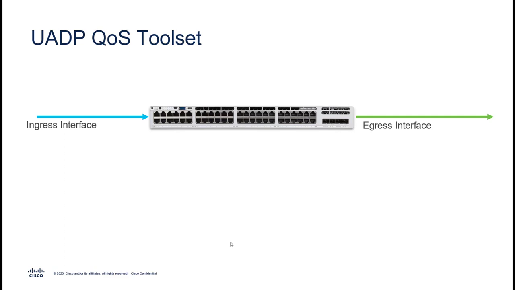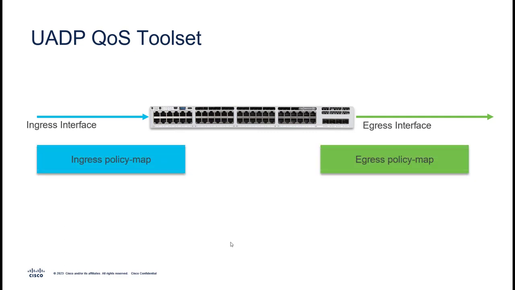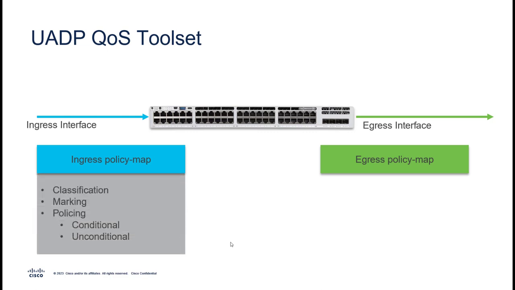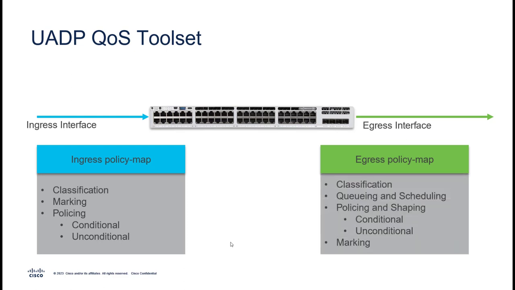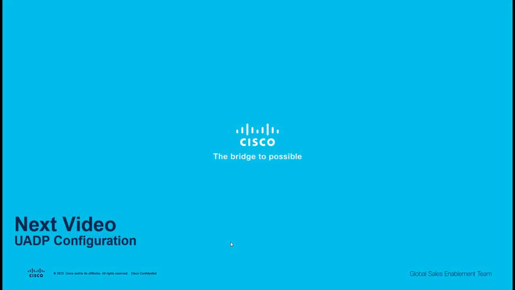So, summarizing the entire video as it is right now, we have what we call the UADP QoS toolset. In terms of where we can apply it, we can either apply it on the incoming direction, that is the ingress interface, or we can apply it on the egress direction or the egress interface. So correspondingly, we have what we call the ingress policy map and the egress policy map. Now, on the ingress policy map, in terms of what we can do: classification, marking, and policing. On the egress side, we can do classification, we can do queuing and scheduling, we can do policing and shaping, as well as marking. Now that brings us to the end of this particular video.